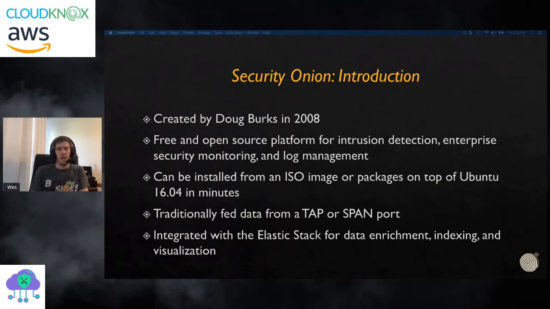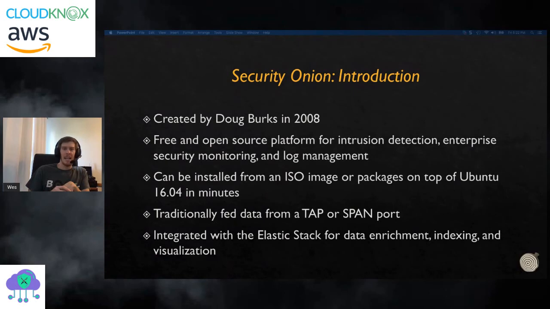Security Onion itself can be installed from an ISO image. We provide one on our site. And then also it can be installed from packages on top of Ubuntu 16.04. And again, all this takes very little amount of time. Obviously, the ISO image is going to be faster, but you can install it on your Ubuntu flavor of choice.